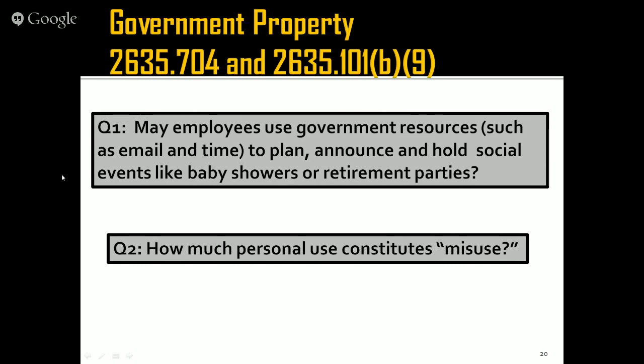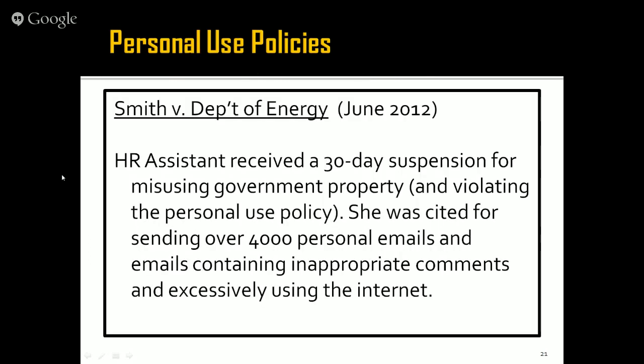Right. If you can give me the next slide, Patrick. This is another MSPB case in this list of cases that we've given you. This is Smith versus Department of Energy. Here we had an HR assistant. She received a 30-day suspension for misusing government property and for violating the personal use policy. So this is another reason to take a look again at your personal use policies and see to what extent they serve as good notice to employees of what constitutes misuse of government property and government time.